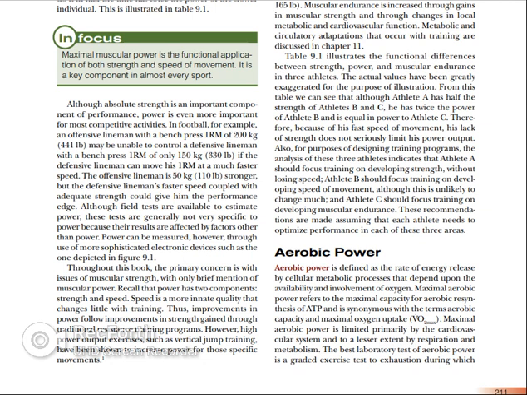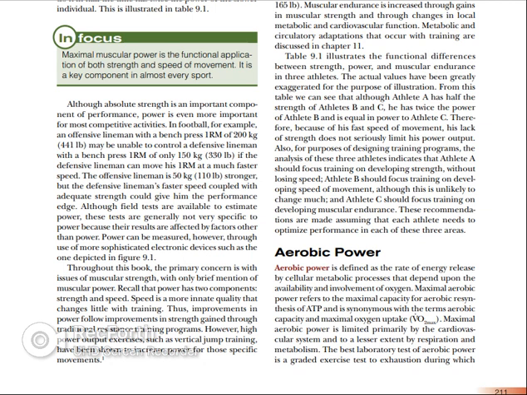Although field tests are available to estimate power, these tests are generally not very specific to power because their results are affected by factors other than power. Power can be measured, however, through use of more sophisticated electronic devices such as the one depicted in Figure 9.1.